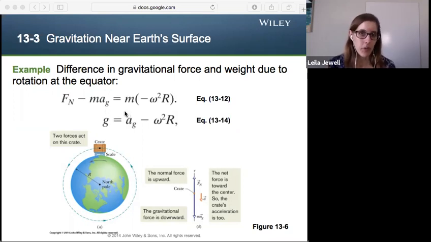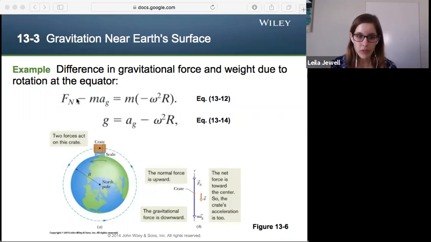F net is equal to mass times acceleration. Well, notice the crate is rotating, it's moving in a circle. That means it will have acceleration, a non-zero acceleration. So our centripetal acceleration can be calculated with v squared over r, or omega squared times r, where omega is our angular velocity. And that is negative because it's in the negative radial direction. It's going inward, it's going in the same direction as the force of gravity.